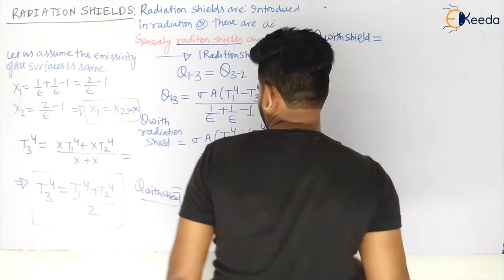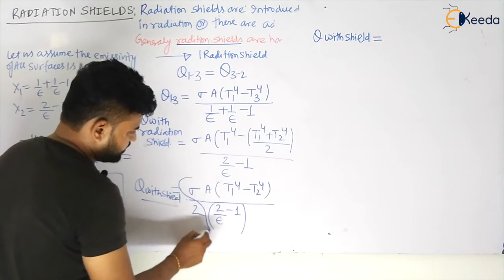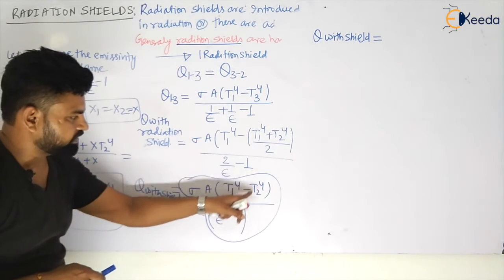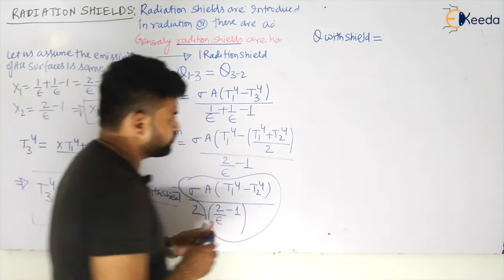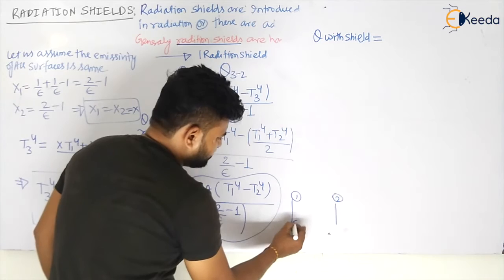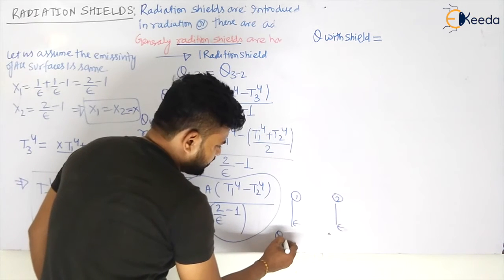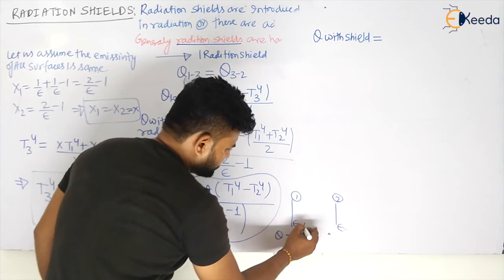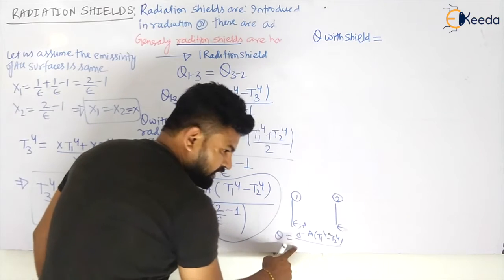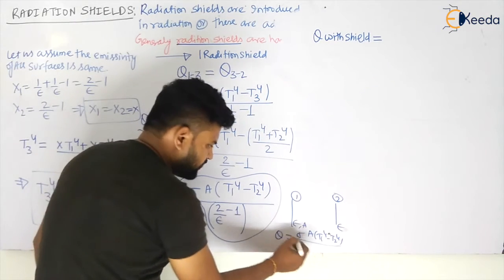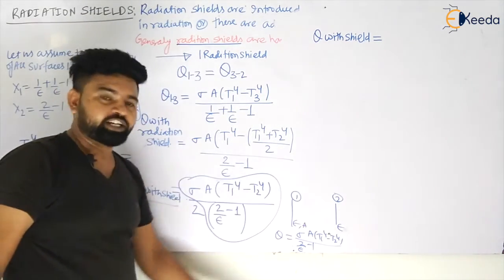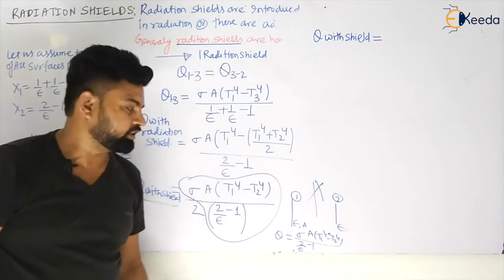So Q with shield is equal to, if I have this value, that is sigma A (T1 to the power 4 minus T to the power 4) divided by 2 by E minus 1. When there are only two plates, 1 and 2, and the emissivity of both plates is the same, what will be the heat transfer? If A is the area, this will be sigma A (T1 to the power 4 minus T2 to the power 4) divided by 1 upon E1, which is 1 upon E, plus 1 upon E2, which is 1 upon E. So this will become 2 by E minus 1. This is the heat transfer when there is no radiation shield.